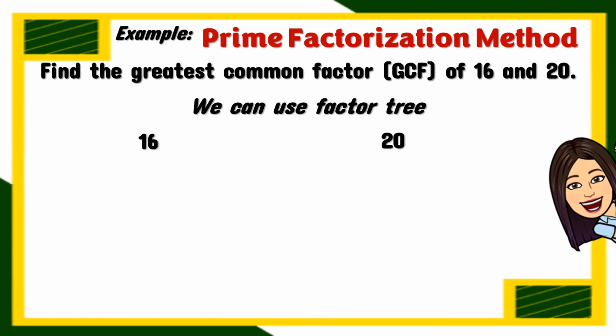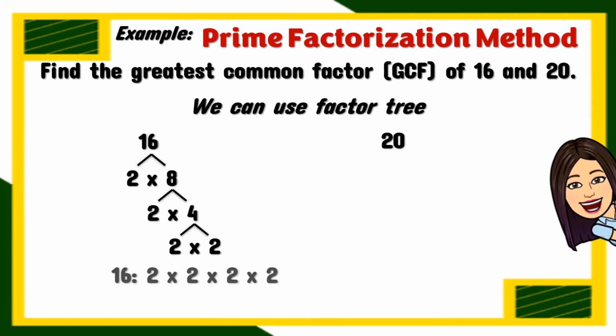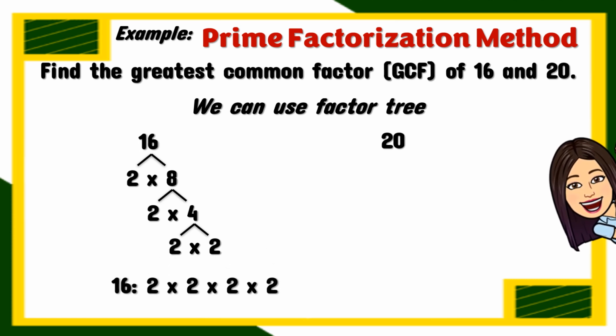So let's find first the factors of 16, which is 2 times 8. 2 is a prime number, so we can no longer find any factors of it. So we're going to find now the factors of 8, which is 2 times 4. Again, 2 is a prime number, but 4 is not. So we're going to find the factors of 4, which is 2 times 2. This time, they are all prime numbers. So the prime factors of 16 are 2 times 2 times 2 times 2.